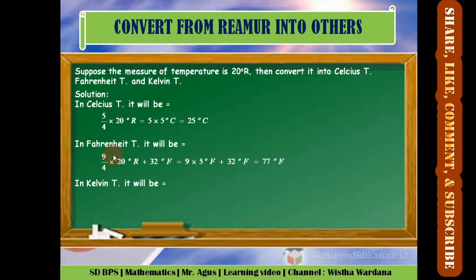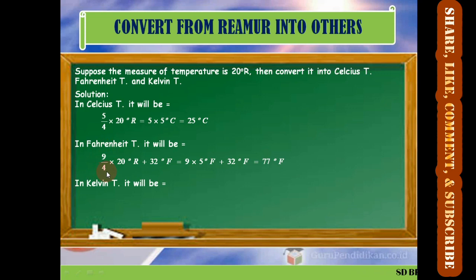Look at the second one. We have 9/4 here. We have 9/4 from the proportion of Fahrenheit and Reaumur. So, if you want to change into Fahrenheit, you have to use the Fahrenheit proportion and put it into the numerator place, and then the Reaumur proportion, put it into the denominator place. So we have 9/4 here.